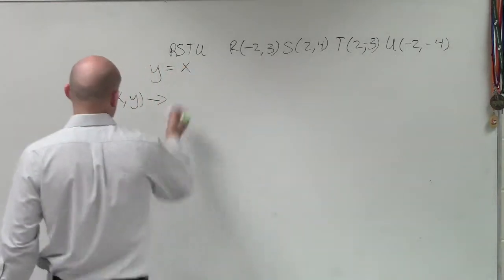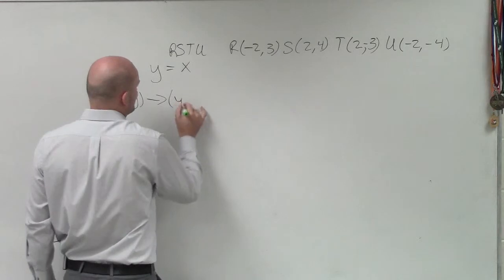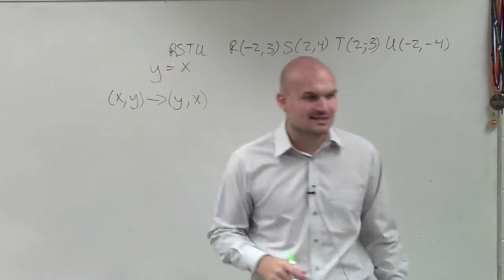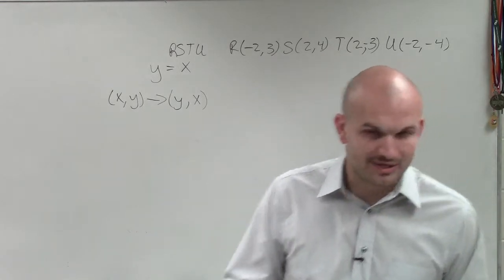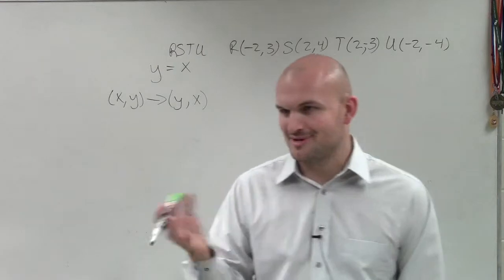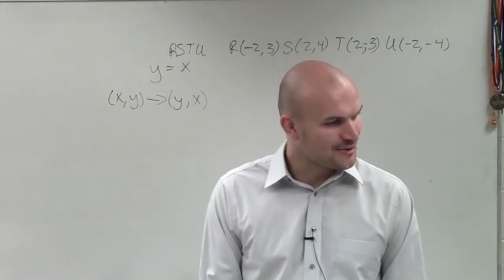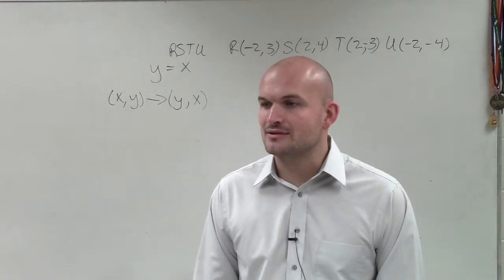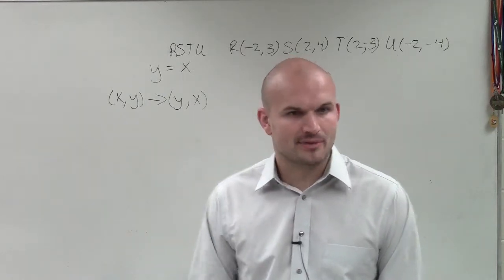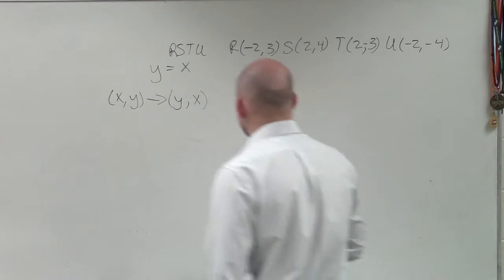If we have a coordinate point and we need to reflect it over the y equals x line, to find our new transformed point, we just swap the x and y coordinates. So that is the operation to reflecting over the y equals x line. But I'll show you guys graphically and algebraically how to do this.